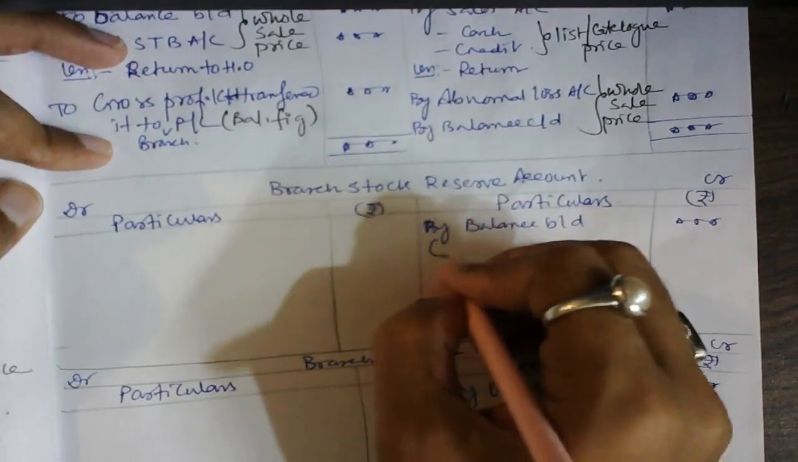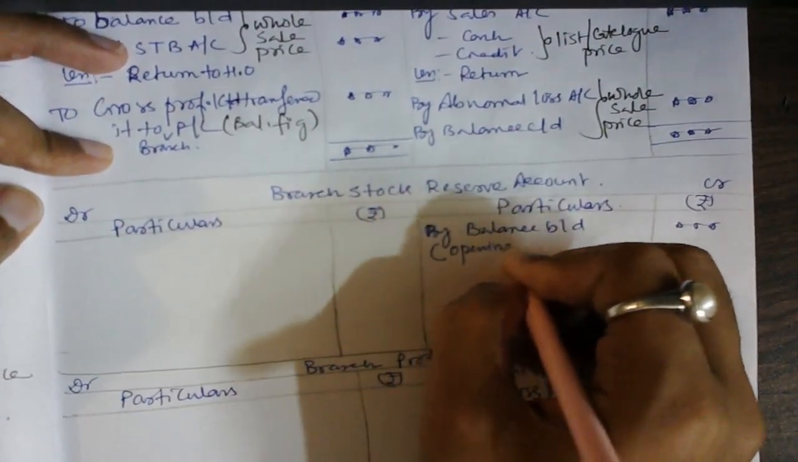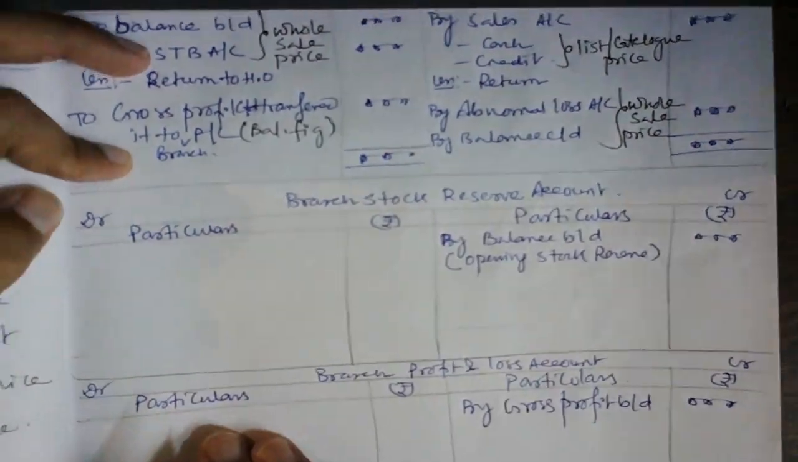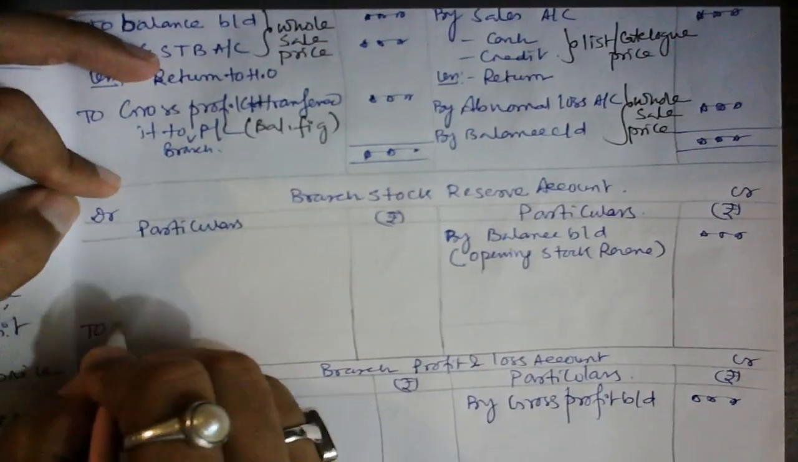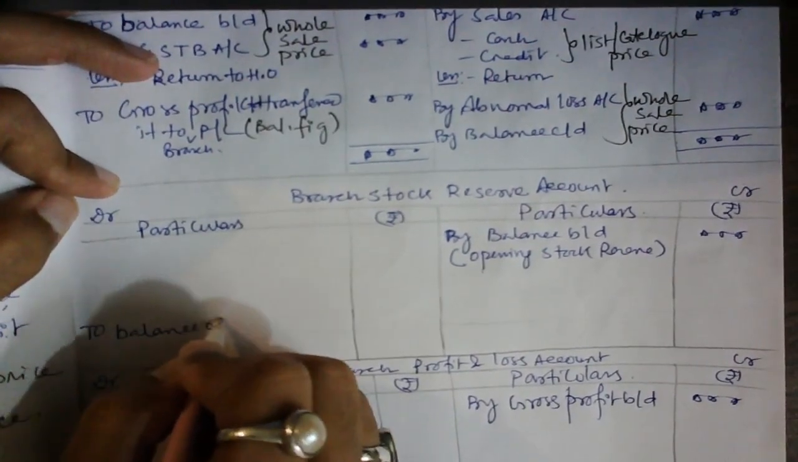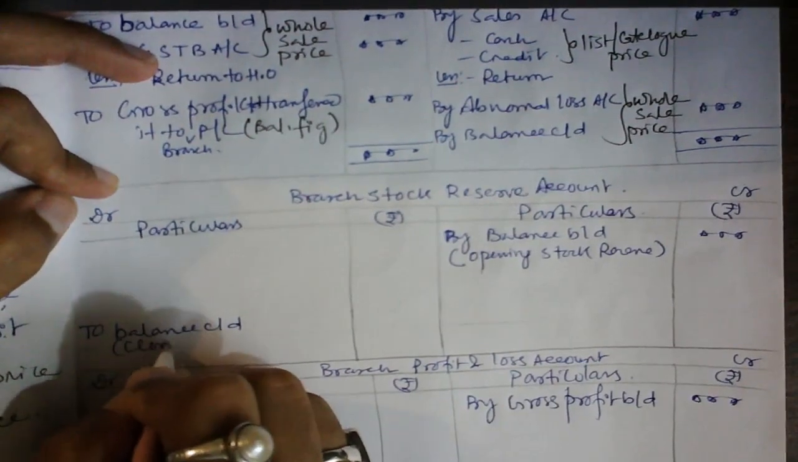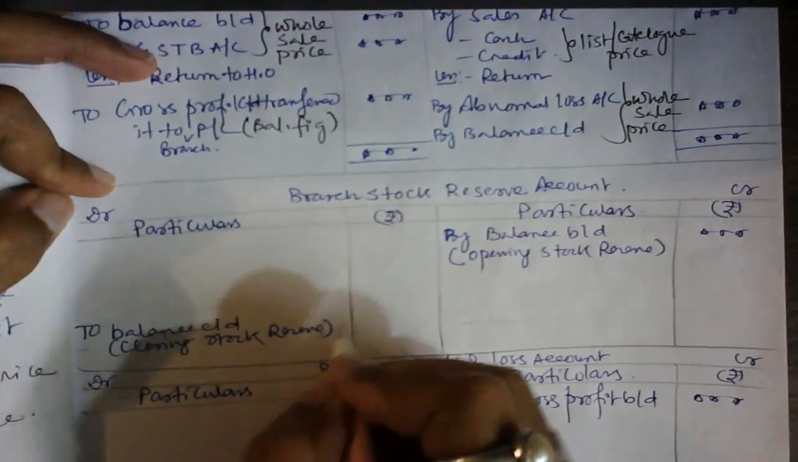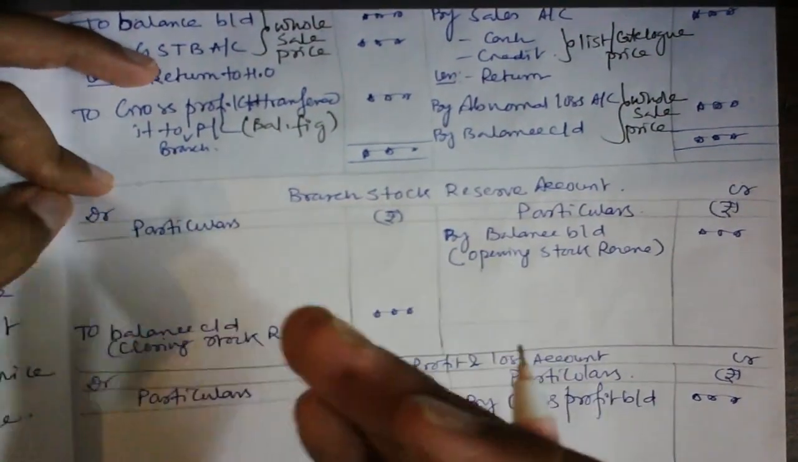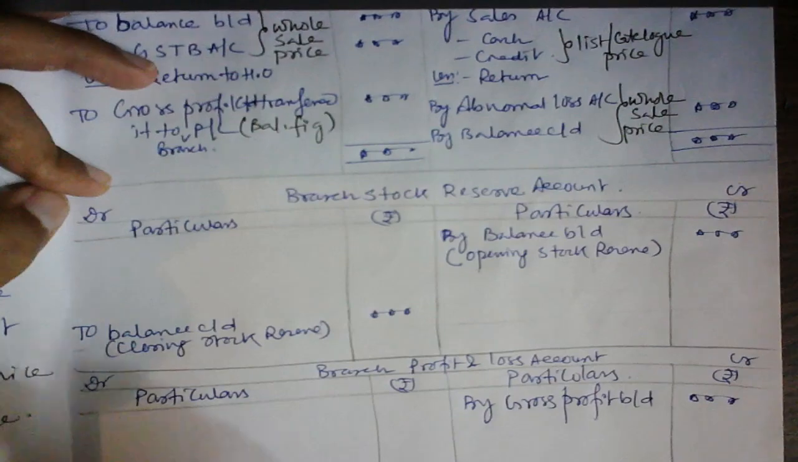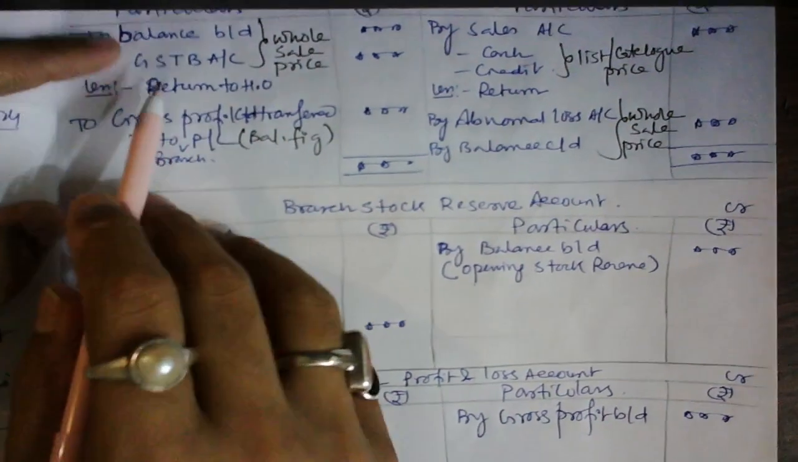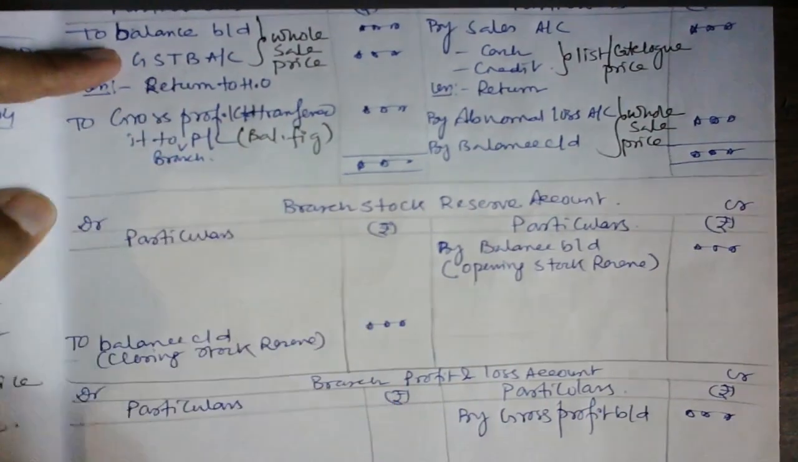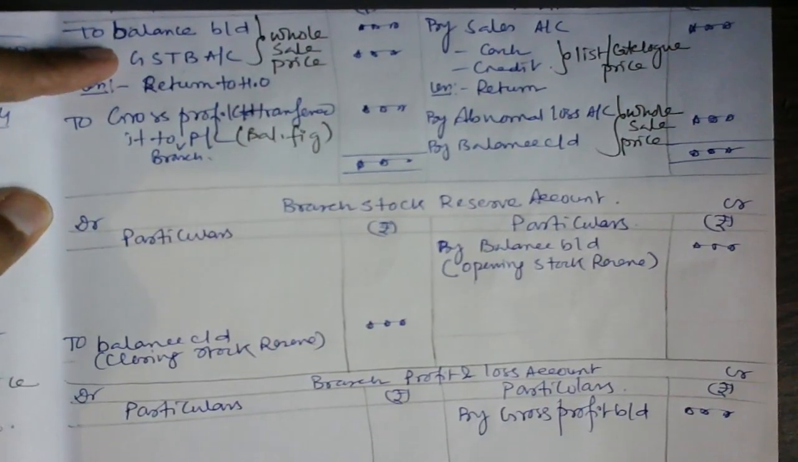You can write here, it is the opening stock reserve, and simultaneously on the opposite side we have the closing stock reserve. One is the opening stock reserve, another is the closing stock reserve. And after this, in the branch stock reserve account, see GSTB account, here you have some profit included.